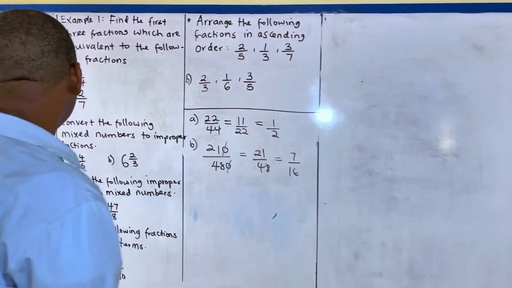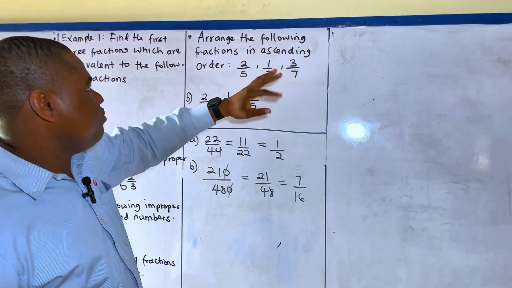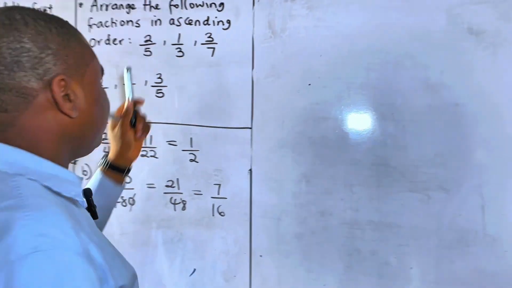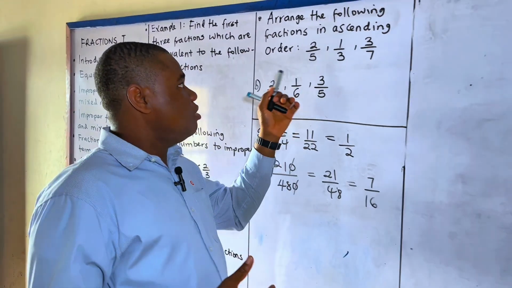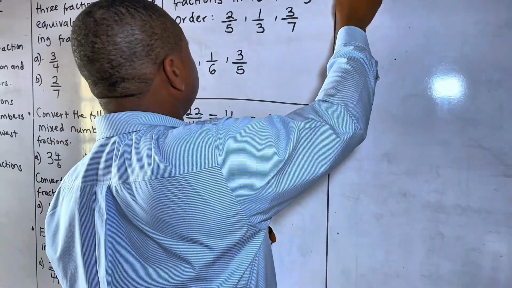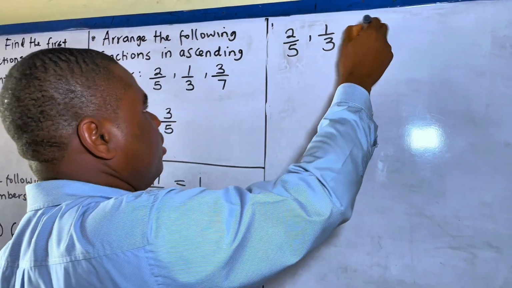Alright, for the last part, we are going to look at ordering of fractions. The last example says, arrange the following fractions in ascending order. When you hear of ascending order, it means from the lowest term to the highest term. So in this case, we have 2 over 5, 1 over 3, 3 over 7.